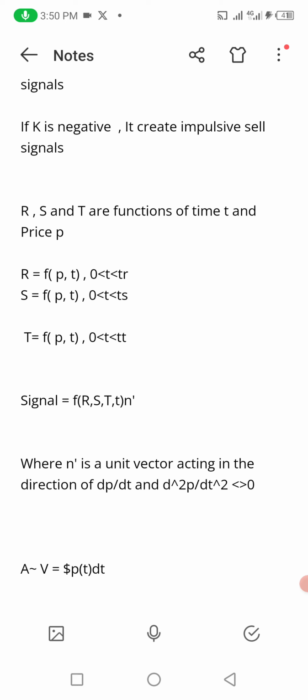Now the area is proportional to volume. The area shows how large or how small a candlestick is. It is on the 2D chart. A candlestick is a two-dimensional object, so it has a width and a height, but no thickness. That's why the area is proportional to volume, and it is the integral of price over time.